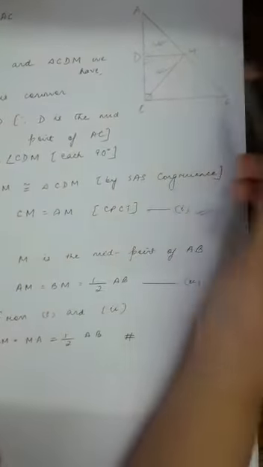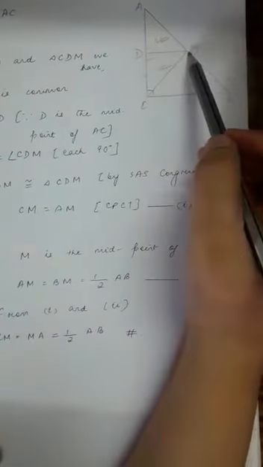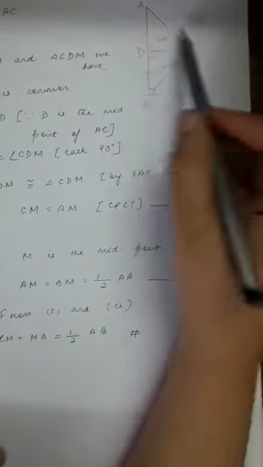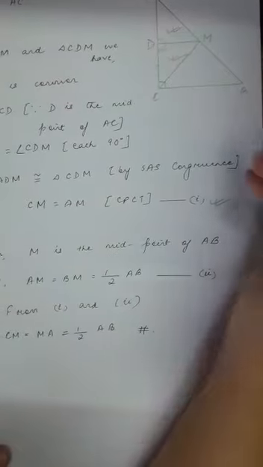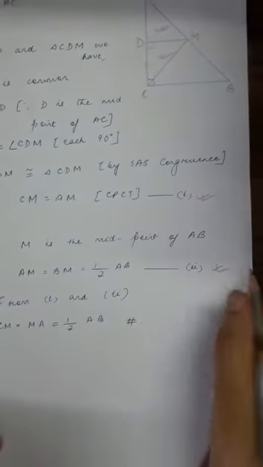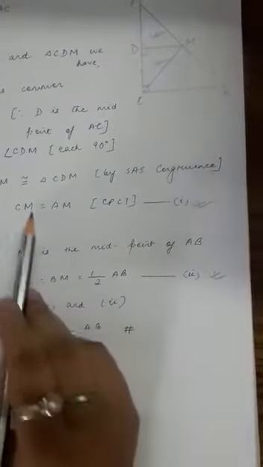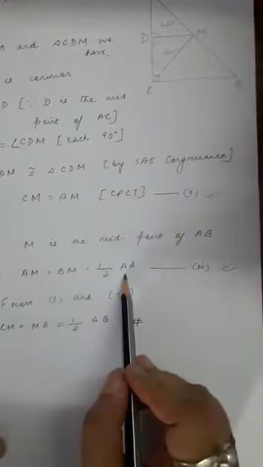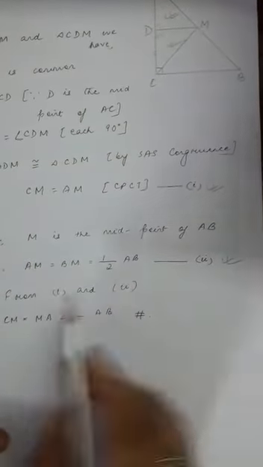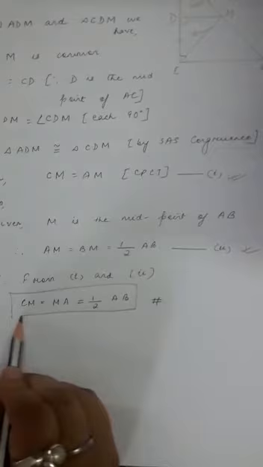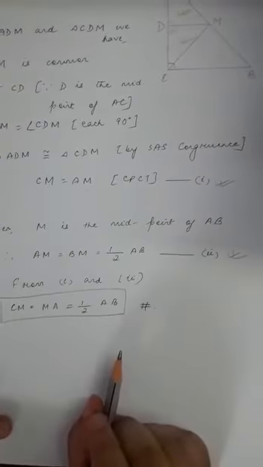Also, it is given that M is the midpoint of AB. Therefore, AM is equal to BM, which is equal to half of AB. Keep this one as equation number 2. So from 1 and 2, I can say that CM is equal to AM, which is equal to half of AB. We needed to prove this, that CM is equal to AM is equal to half of AB.